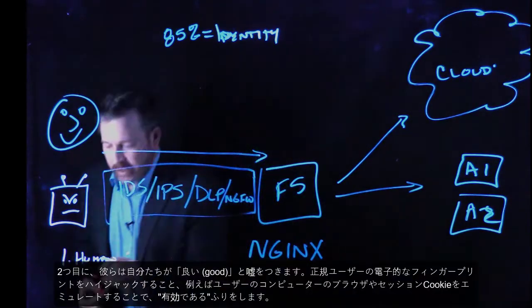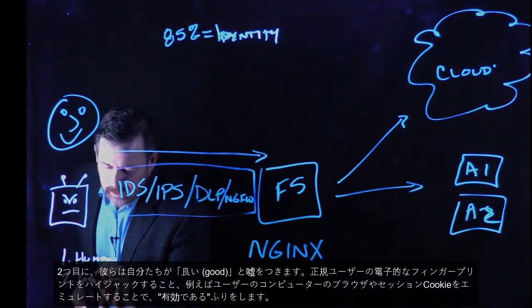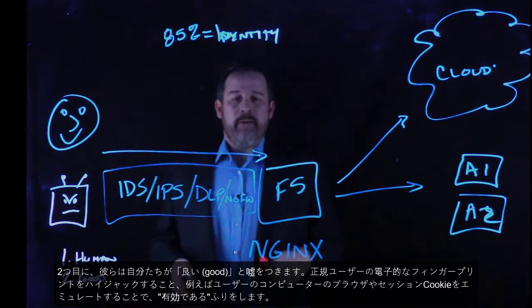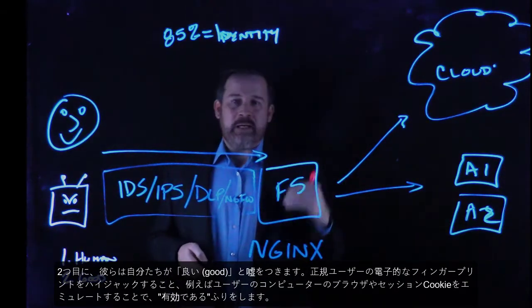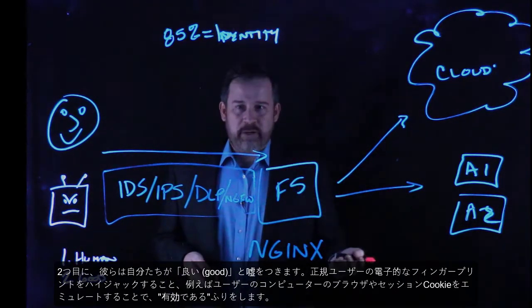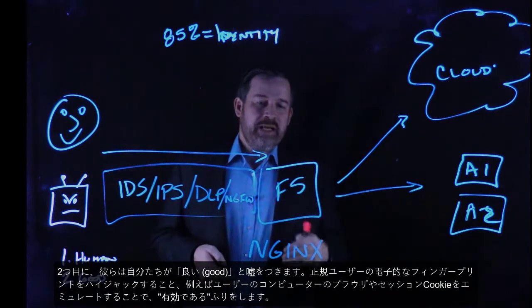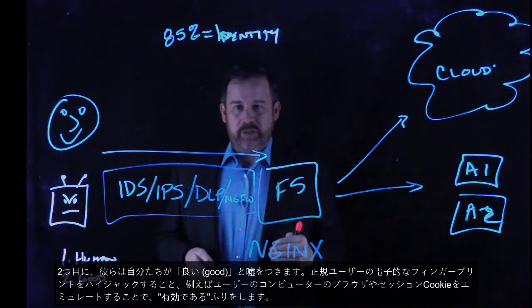The second thing they're going to do is they're going to pretend to be good. Okay? Now, how do they do that? Well, they do that by hijacking a legitimate user's electronic fingerprint, meaning that they're emulating the user's computer down to the browser and session cookies.